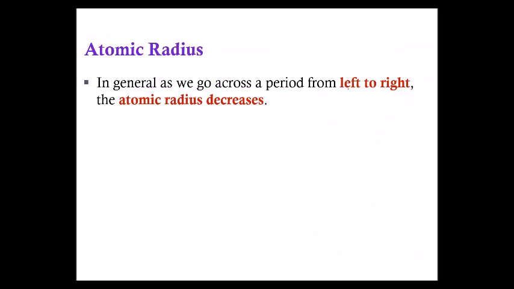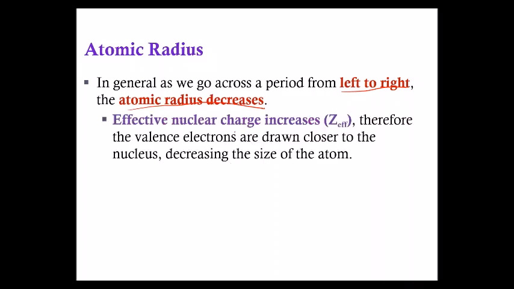In general, as we go across a period from left to right, the atomic radius decreases. The effective nuclear charge, or Zeff, increases. That's because you're adding more protons. So it's the same rule as before. When you add more protons, your effective nuclear charge increases, and you're also increasing the attractive force, drawing those electrons in closer. That increased attractive force will pull them in closer.